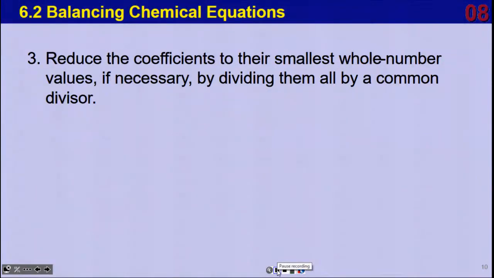So when we do these things, sometimes we end up with numbers that are multiples of one another, and so we want to reduce to smallest whole number values. That is our goal. Sometimes you'll end up with situations where it looks like you want to end up with a fraction, but generally we'll want to stick to whole number values. And if need be, we'll divide everything by a common divisor.